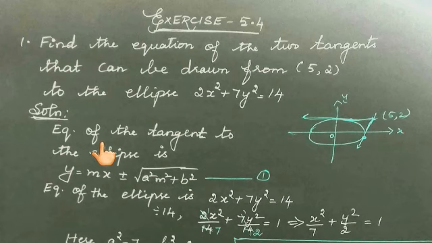You know the formula for the equation of the tangent to the ellipse: y is equal to mx plus or minus root of a square m square plus b square. And you also have another formula. If you are given an equation of a curve, you can put x square as xx1 and y square as yy1.